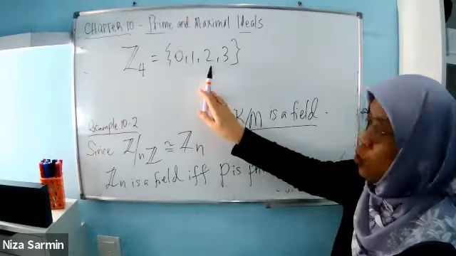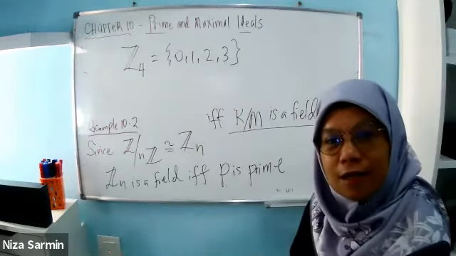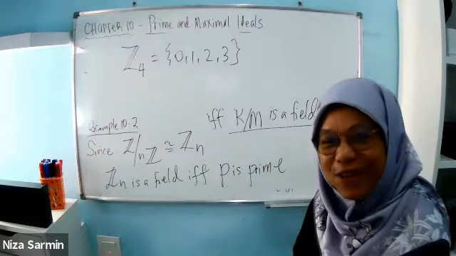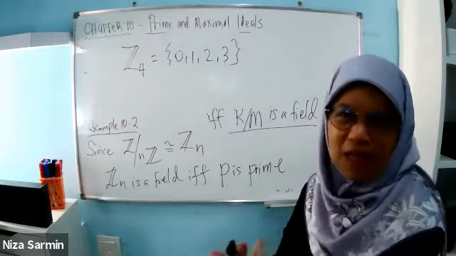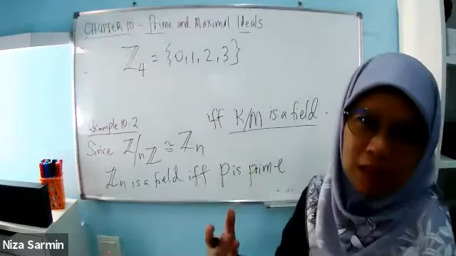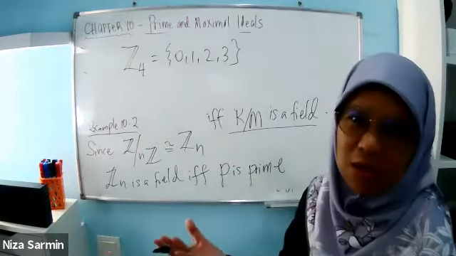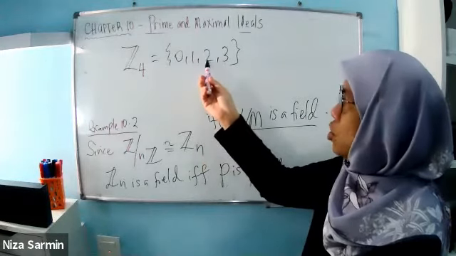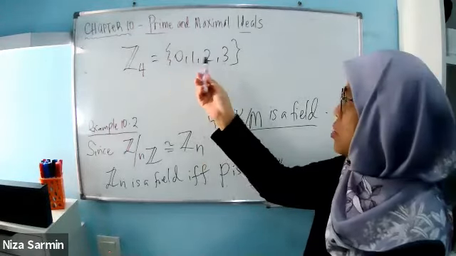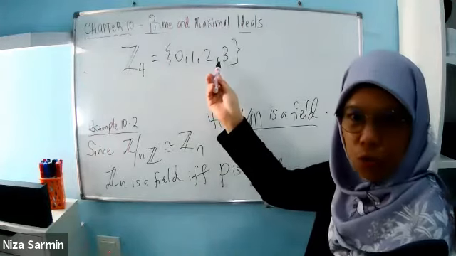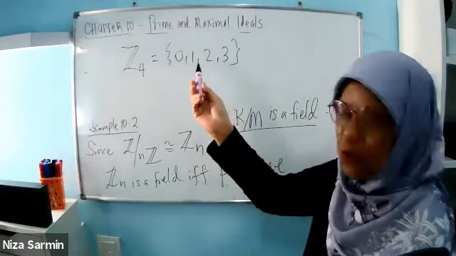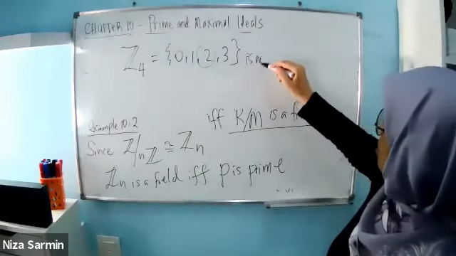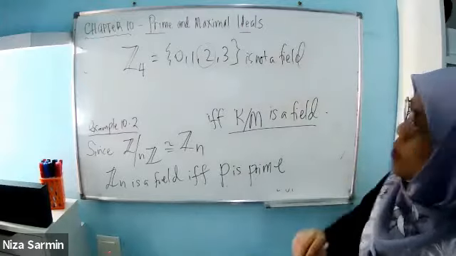2 times 2 is 0. You know, mathematics is weird, right? The higher you learn mathematics, 2 times 2 you say is 0. It's not 4. Okay, so there is no inverse for this one, right? 2 times 1 is 2. 2 times 3 is 2. 2 times 2 is 0. So this is not a unit. So this is not a field, right?